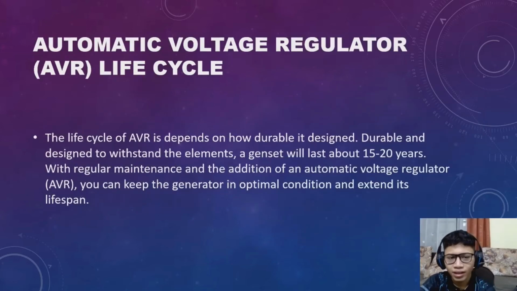AVR life cycle. The life cycle of an AVR depends on how durable it is designed. Designed to withstand the elements, a gen set will last about 15 to 20 years. With regular maintenance and the addition of an automatic voltage regulator, or AVR, you can keep the generator in optimal condition and extend its lifespan. So as long as the AVR is not broken, you can still use it.